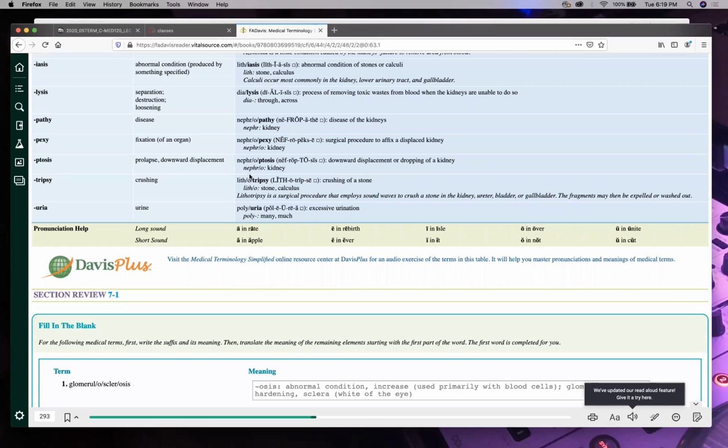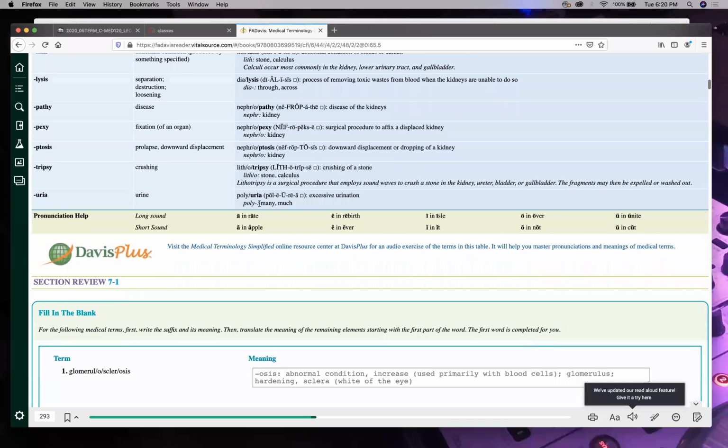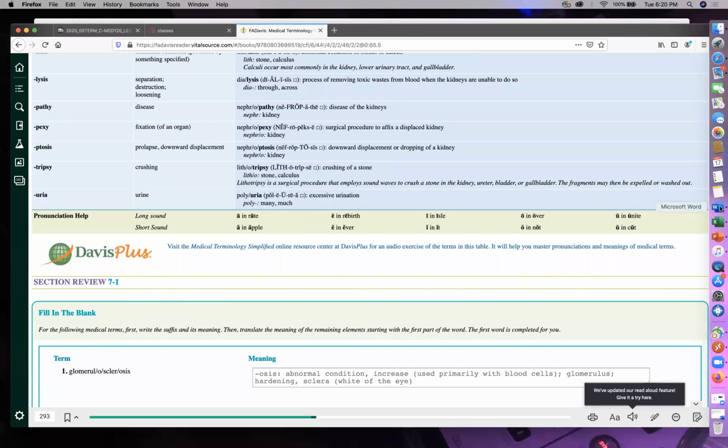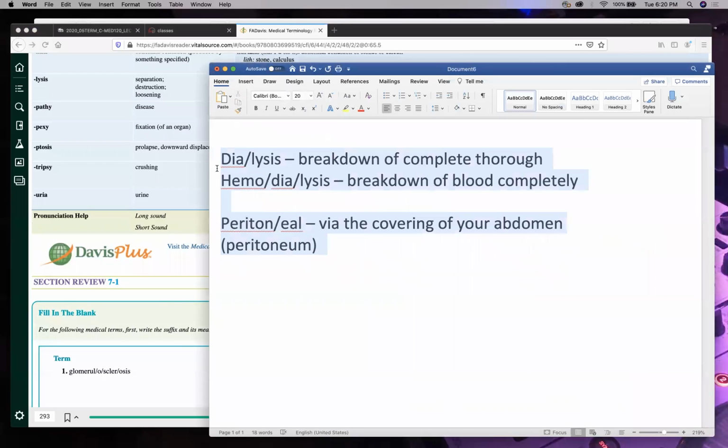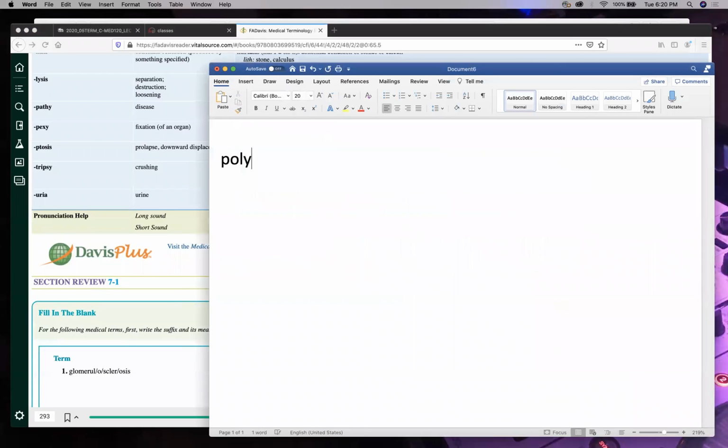Lithotripsy, we already talked about. Litho is stone. Tripsy is, I remember the Y. Sometimes it's a surgical procedure, but it also could be a non-surgical procedure that will break down stones. Let's look at urine. Polyuria. Let's look at that, because that's a really important word.